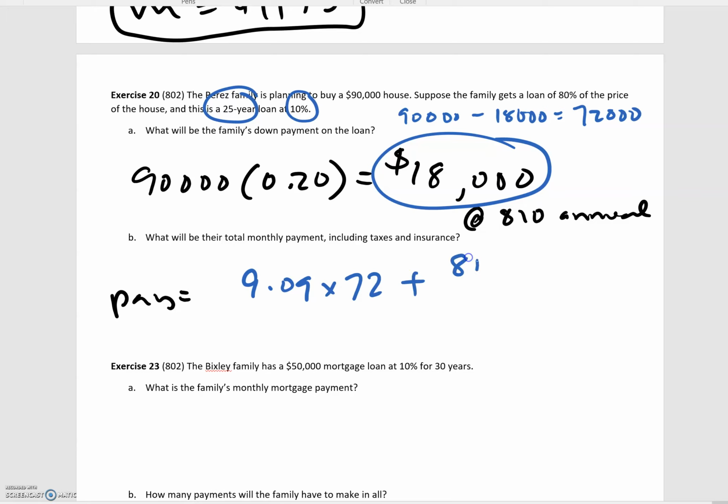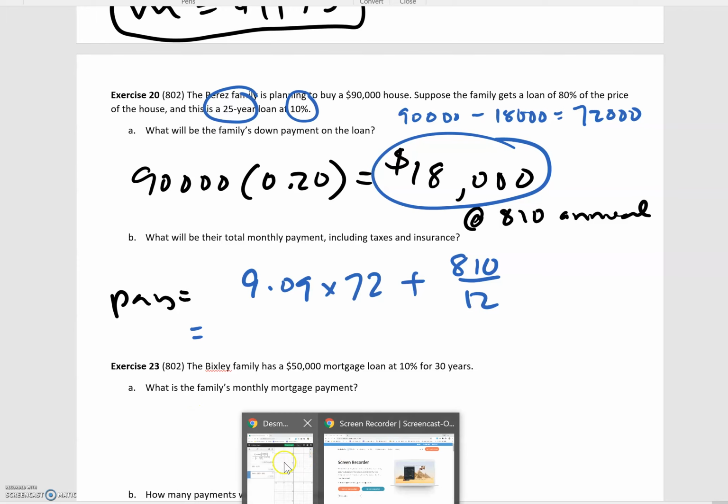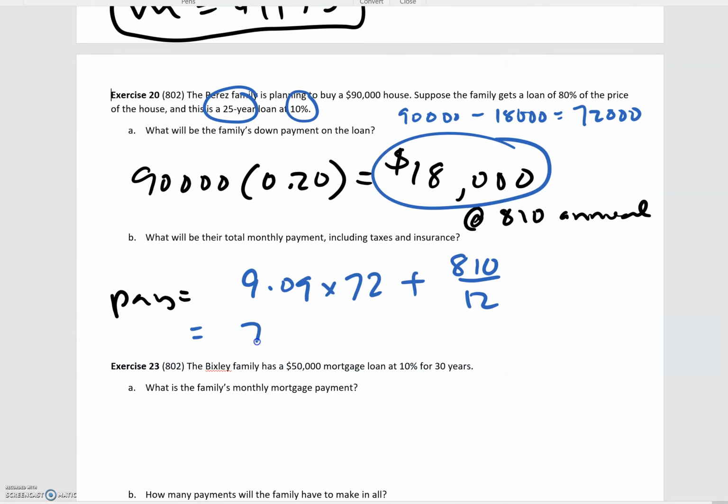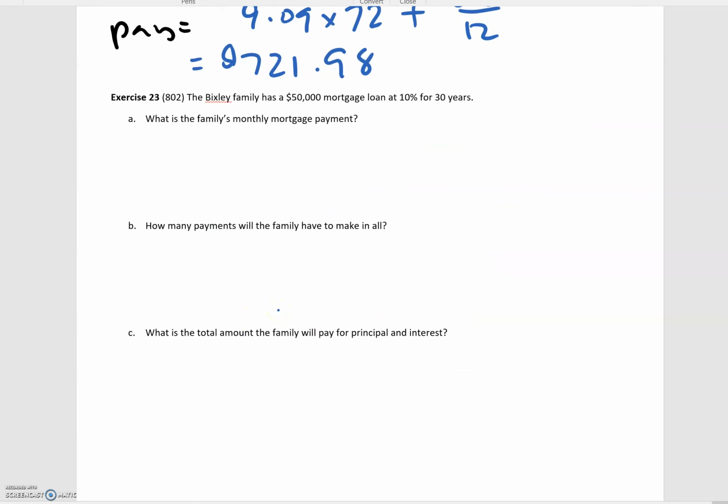And then we're going to divide the insurance and taxes by 12, and this will get us our total monthly payment. So let's calculate that: 9.09 times 72 plus 810 divided by 12. So we're looking at a monthly payment of $720.98. All right, let's crank through this last example I've given you guys.